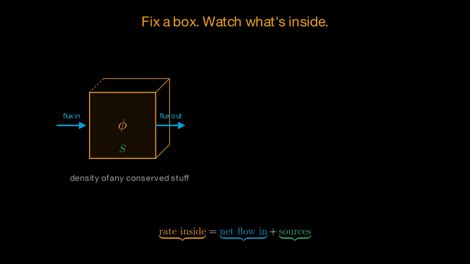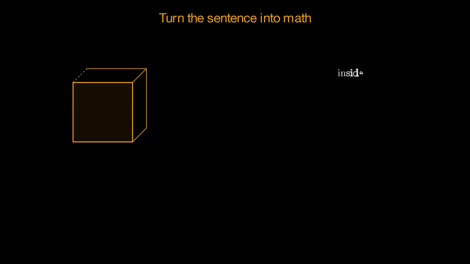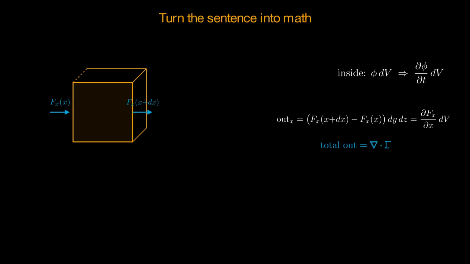Let's turn it into math. Take the box, a tiny cube. The amount of stuff inside is phi times its volume, so its rate of change is the time derivative of phi times the volume. Now the flux, call it F, is how much phi crosses a unit area each second. Look along X. The left face lets flux in, the right face, a small distance away, lets a slightly different flux out. The net outflow along X is the difference between the two faces times the face area, which works out to the rate of change of the flux in X times the volume.